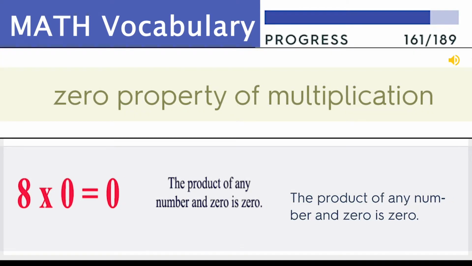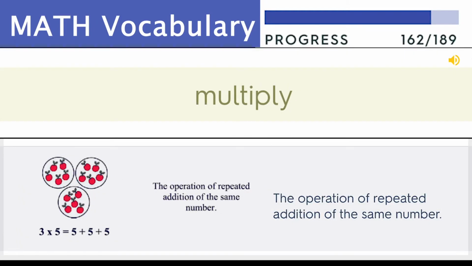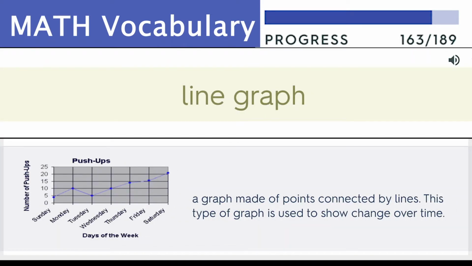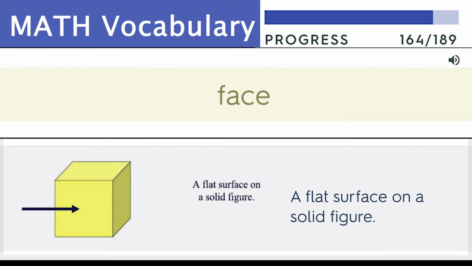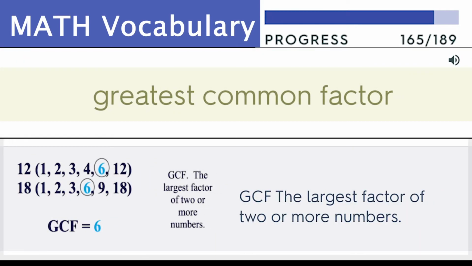Zero property of multiplication. The product of any number and 0 is 0. Multiply. The operation of repeated addition of the same number. Line graph. A graph made of points connected by lines. This type of graph is used to show change over time. Face. A flat surface on a solid figure. Greatest common factor. GCF, the largest factor of two or more numbers.